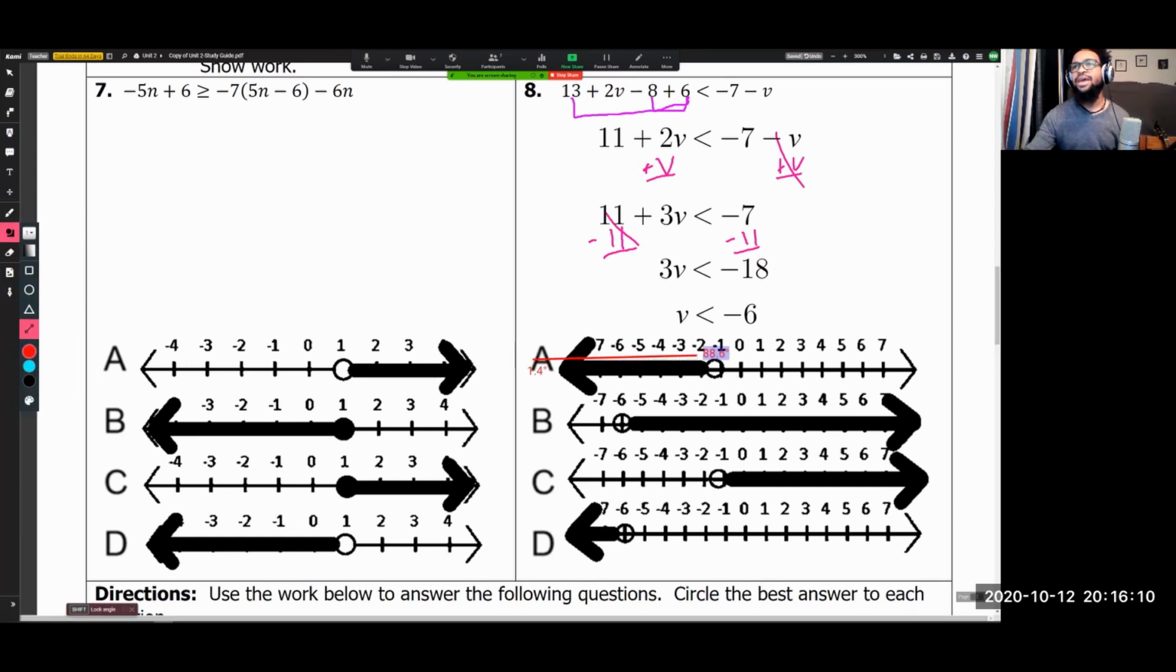A and C are just out of the equation. So let's look at B and D. B starts at negative 6, and are our solutions going to the left? Is negative 5 less than negative 6? No. So negative 3 less than negative 6. None of these things are less than negative 6, so we can discount B. And so what our final answer is going to be, it's going to be D. D is our final answer.